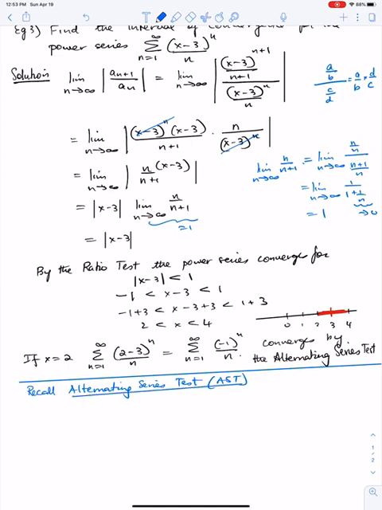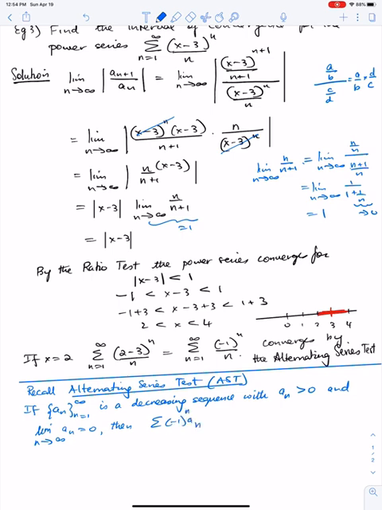If a_n is a sequence that is a decreasing sequence, like 1 over n, with a_n greater than 0 and the limit as n tends to infinity of a_n equals 0, then the alternating series, the sum of (-1)^n a_n and the sum from n equals 1 to infinity of (-1)^(n+1) a_n, both will converge. And this fit the profile of the alternating series test.